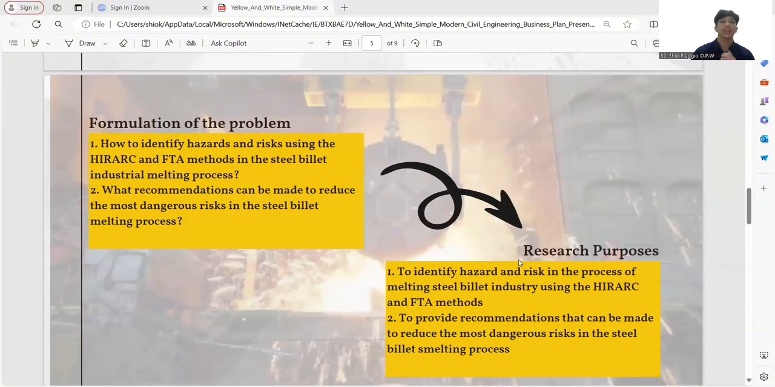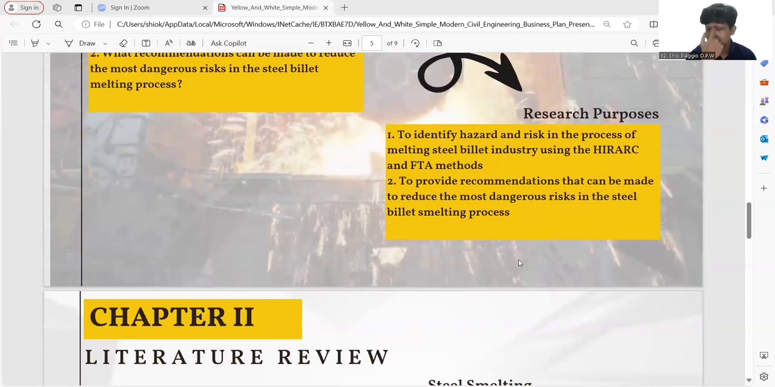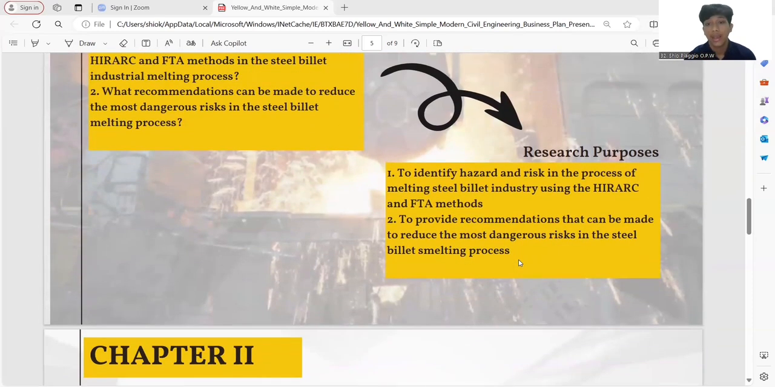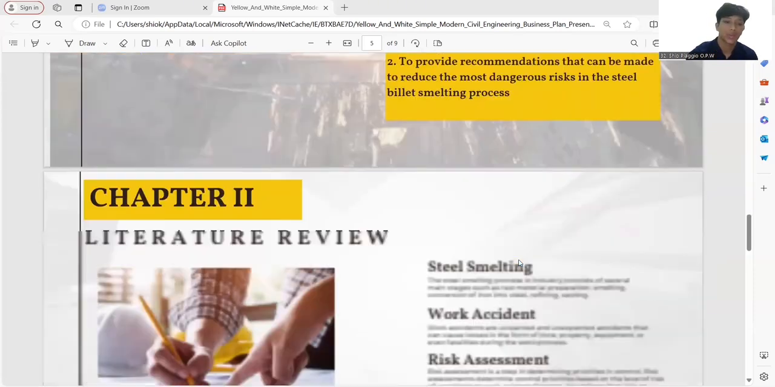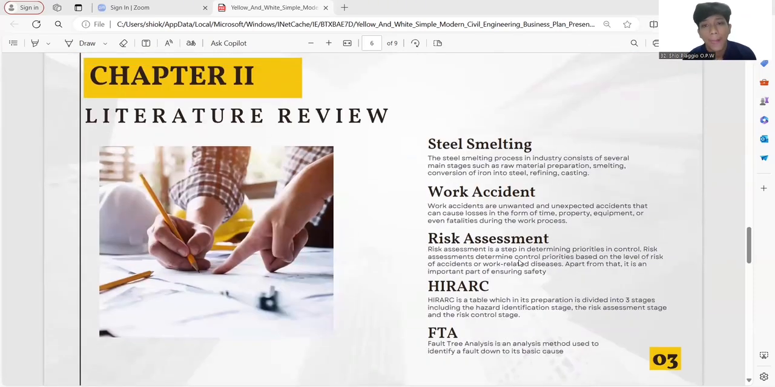Next, we go to the formulation of the problem. First, how to identify hazard and risk using the HIRC and FTA methods in the steel billet industrial melting process. And second, what recommendation can be made to reduce the most dangerous risks in the steel billet melting process. The research purpose is to identify hazard and risk in the smelting process of the steel billet industry using HIRC and FTA methods, and second, to provide recommendations that can be made to reduce the most dangerous risks in the steel billet smelting process. We go to chapter 2.